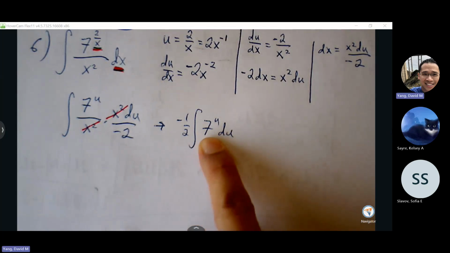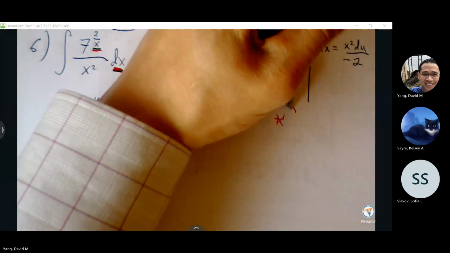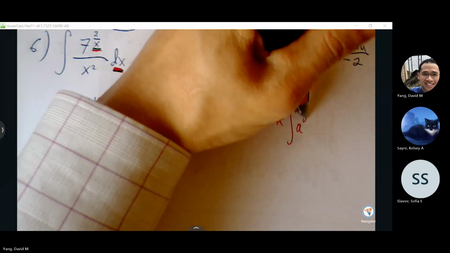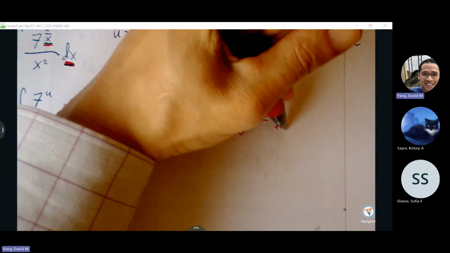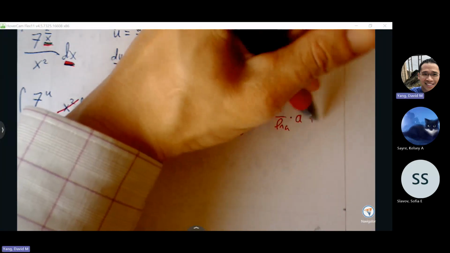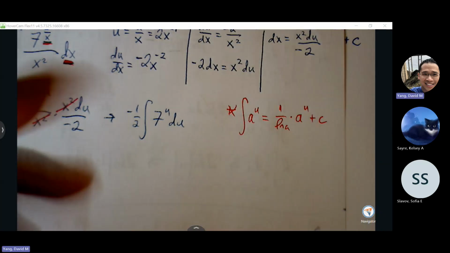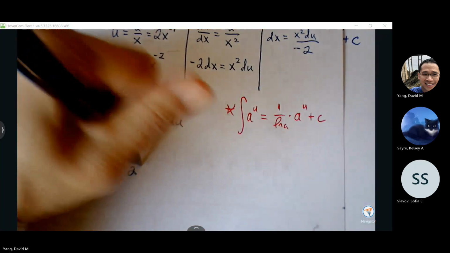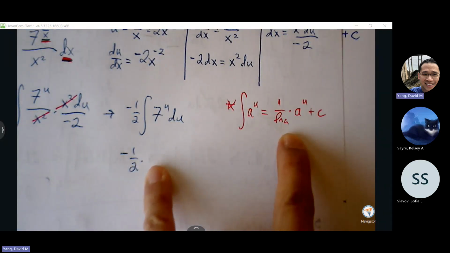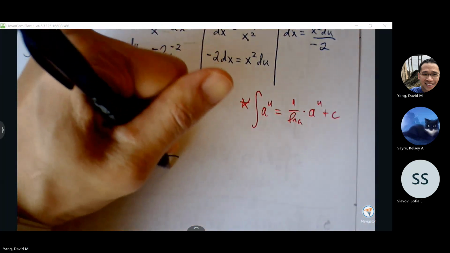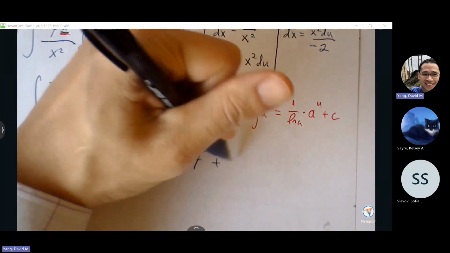All right, do we have a rule for this? Yes, a to the u, right? Good. So let me write that rule here so we can follow it. What's the rule for a to the u? Good. Times c. All right, so we're just going to follow that rule there. The negative 1/2 stays. Next up. Times. Yeah. Plus.